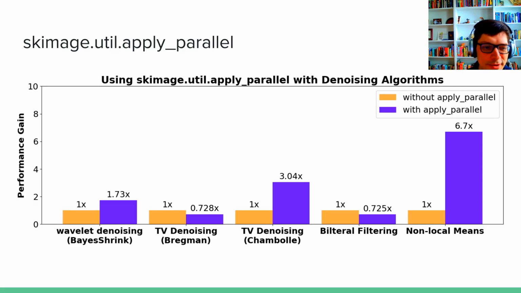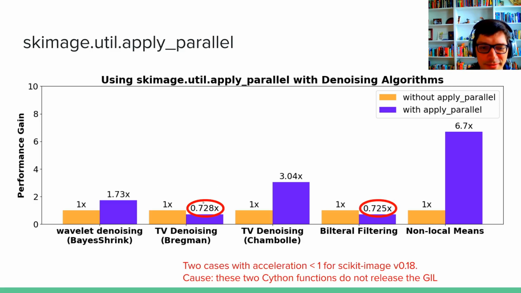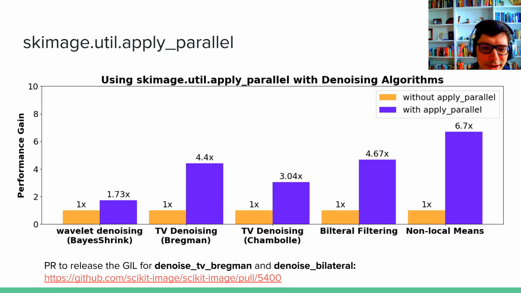Just for the purpose of this talk, I tried it out on a number of the denoising algorithms available through the restoration module. And if I look at these, I notice a couple of them are doing worse when applied in parallel than when not applied in parallel. And this turned out to be an issue where the underlying Python code doesn't release the global interpreter lock, which is a Python feature that can prevent multi-threading from being used. And it's a fairly simple case of adding this no-GIL context into that code, which then enables those to run at a higher acceleration factor.